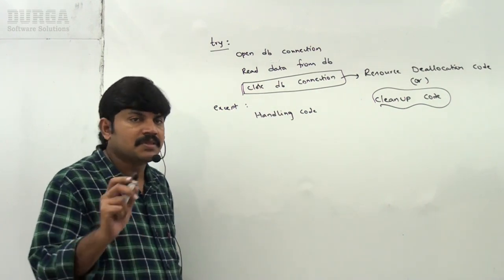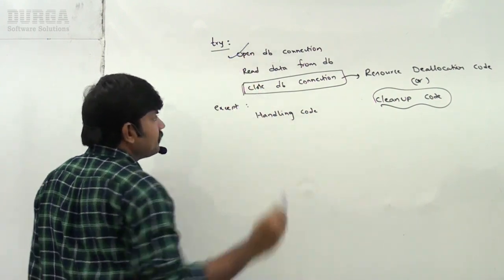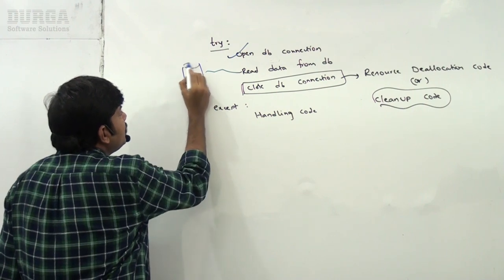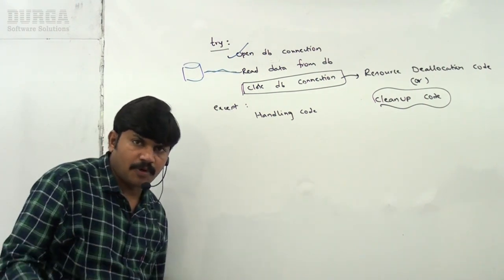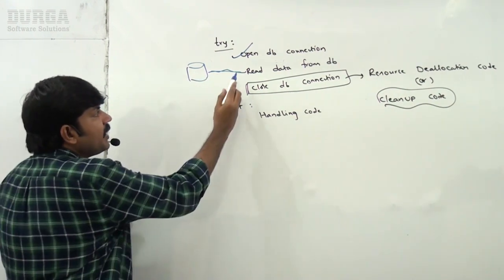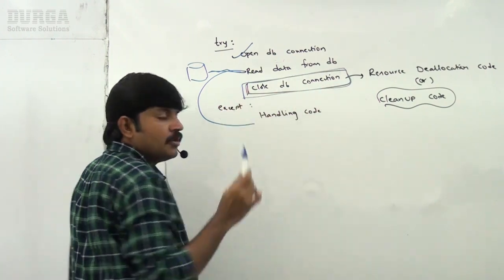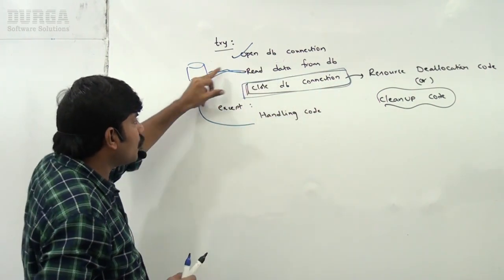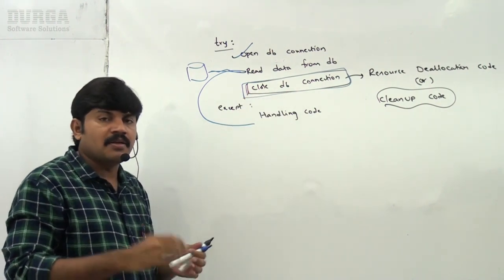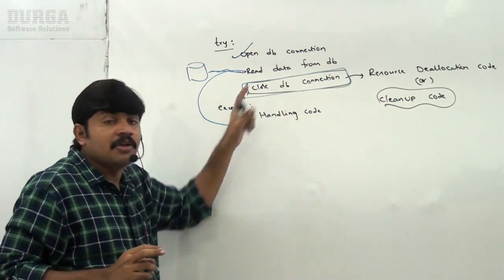Suppose, observe, I open DB connection successfully. While reading data from the database, there is a problem came, sir. Some error, DB error came. If the DB error came, immediately the control will go to except block without executing this one. So without executing this, the control will go to except block, which means no one is going to close the DB connection. One database connection is going to be wasted. Correct or not? One DB connection is going to be wasted.